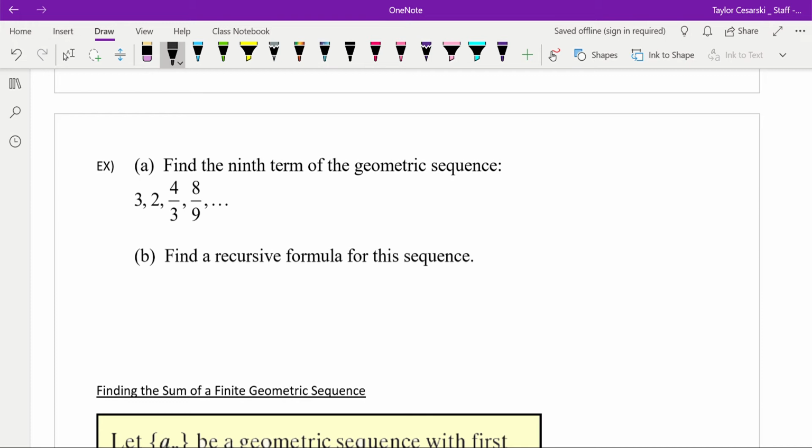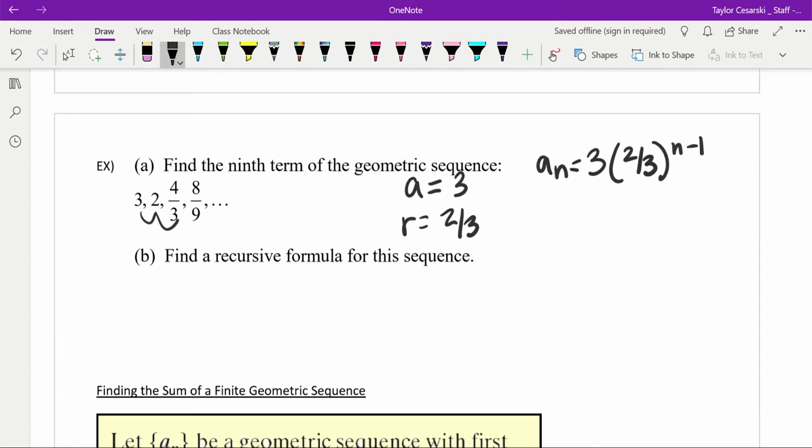Okay. Alright, find the 9th term of the geometric sequence. So this is again where it's going to be easiest to write your explicit formula. So a equals 3, r equals, I have to figure out what in the world am I multiplying by each time, and I can see that that is 2/3. So each one is 2/3 of the previous one. So a sub n equals 3 times 2/3 to the n minus 1. Okay, so if I'm finding the 9th term, I'm going to plug in 9 for n. So 3 times 2/3 to the 8, because 9 minus 1 is 8. So you would just plug that in your calculator, and you would get 256 over 2187.